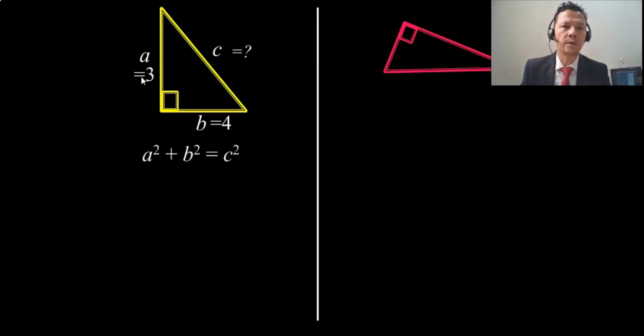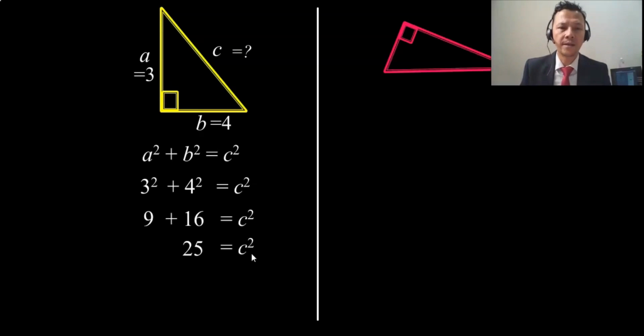Now, all you have to do is substitute the values for A and B. That will give us 3 squared plus 4 squared equal to C squared. 3 squared means 3 times 3, which gives us 9, plus 4 times 4 is 16, is equal to C squared. 9 plus 16 gives us 25, is equal to C squared.